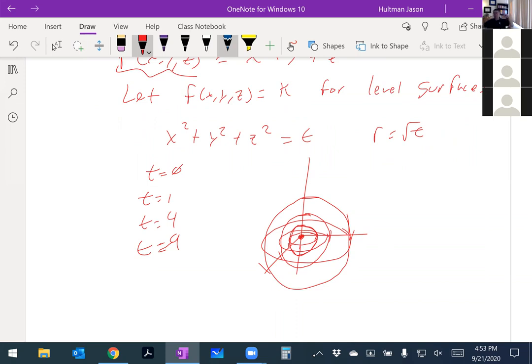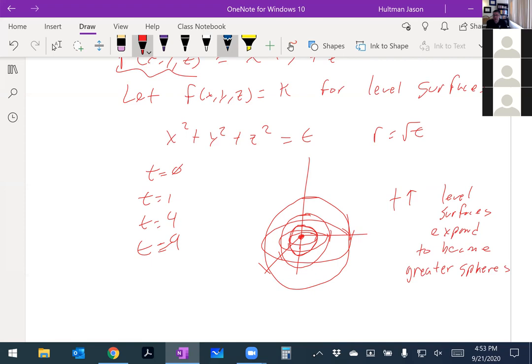Okay, so it's expanding, right? As t increases, the level surfaces expand to become greater spheres. Okay, they're spheres. They're not balls, they're spheres. They're just the surface, just the three-dimensional surface. Okay? They're just the surfaces.